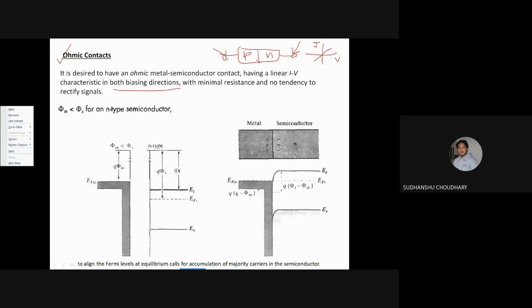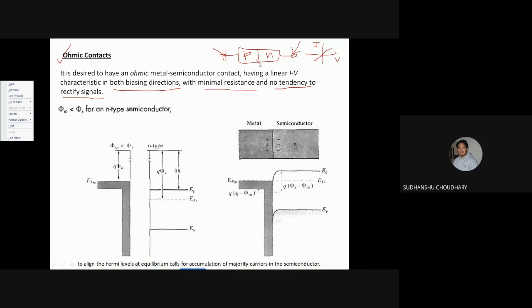So an ohmic contact is one which can conduct as soon as the bias is greater than 0 or less than 0. I mean, it should conduct. That is called an ohmic contact, which has a very small resistance. The ohmic contacts do not rectify signals because they can conduct for both biases, as soon as the bias is greater than 0 or less than 0. That is why these are desirable.